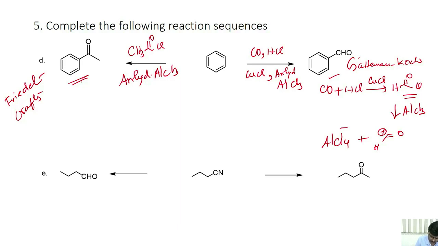The next example involves the transformation of nitrile to ketone and aldehyde. Nitrile can be converted to aldehyde by two-step process. When you react with tin chloride, in the presence of HCl, you will be able to form imine intermediate.